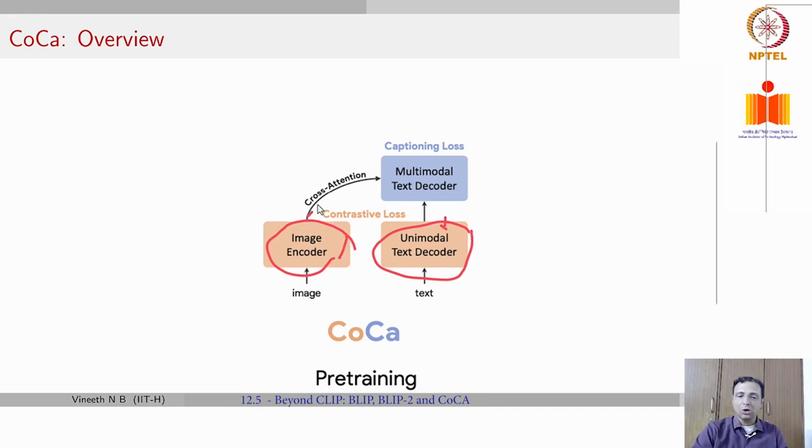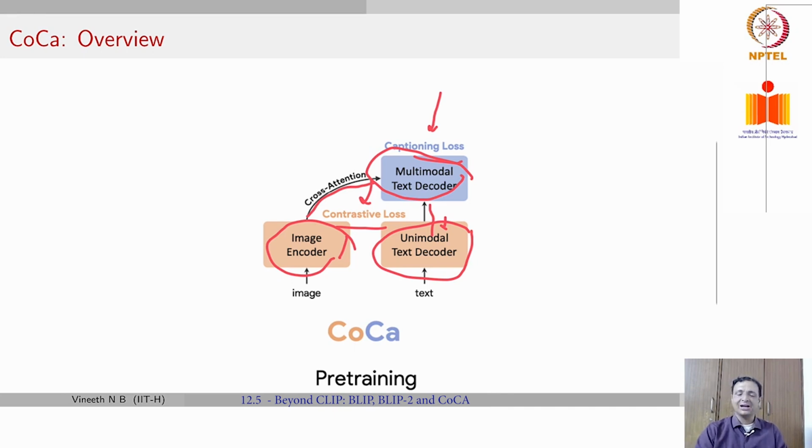Now they use cross attention over the output of the unimodal text decoder to build a multimodal text decoder, and they use two kinds of loss functions to train such an overall model, a contrastive loss and a captioning loss. Okay. Let's see these components in more detail.